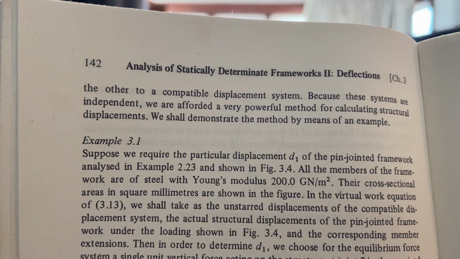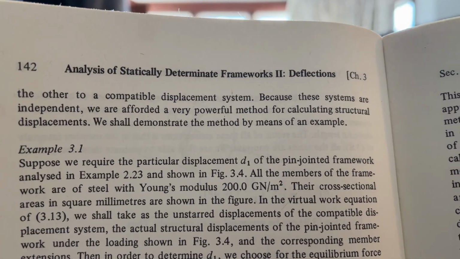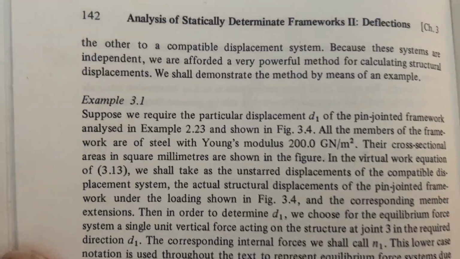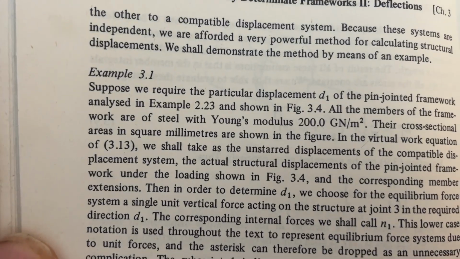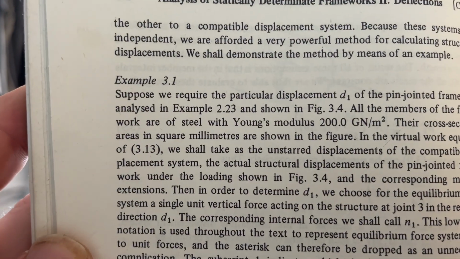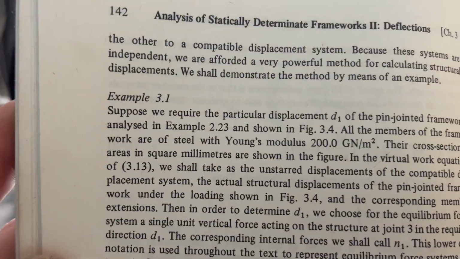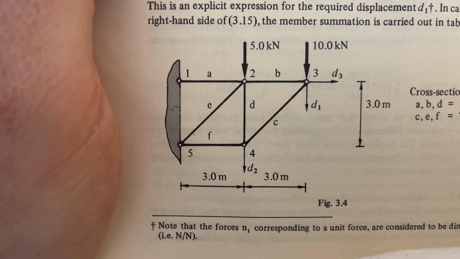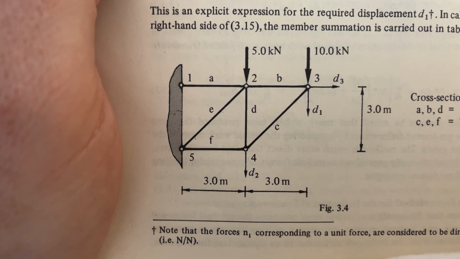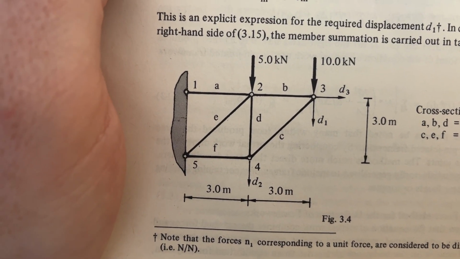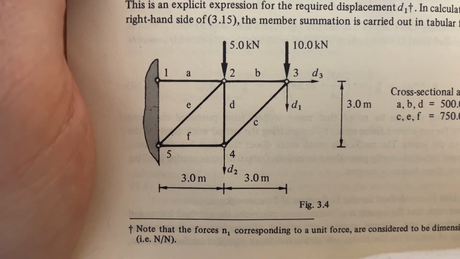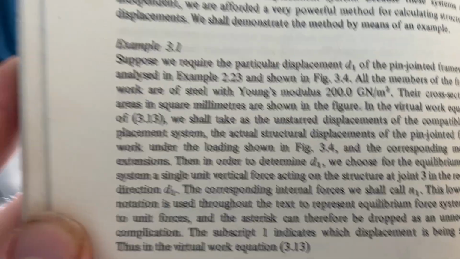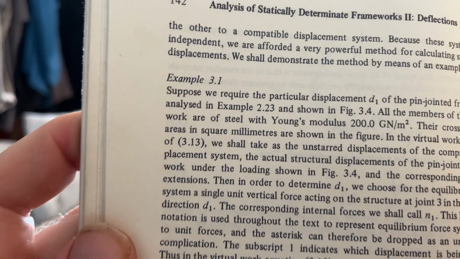This is Analysis of Statically Determinate Frameworks Part 2, Deflections, Chapter 3. So I've started work on one of the sample problems. This is a run through of his example in the book Linear Analysis of Frameworks by Grave Smith. This is example 3.1. Just a simple pin jointed framework with 2 point loads on it. 3 meter grid again.